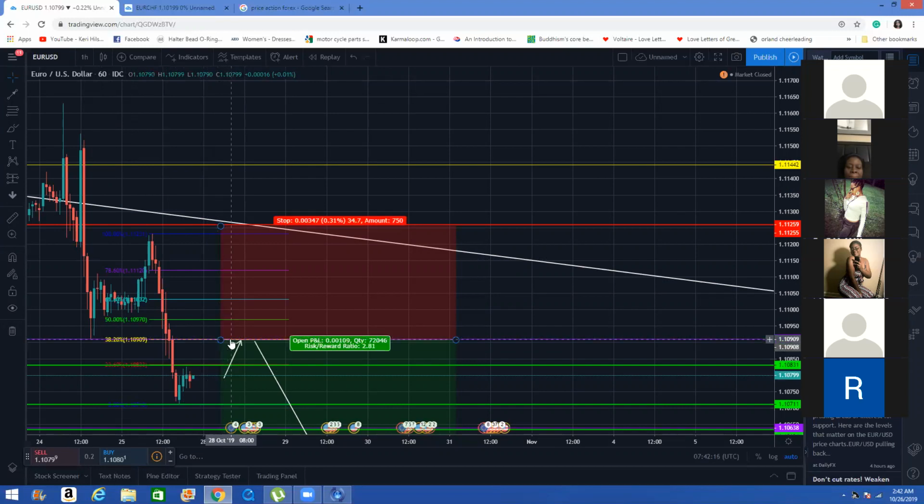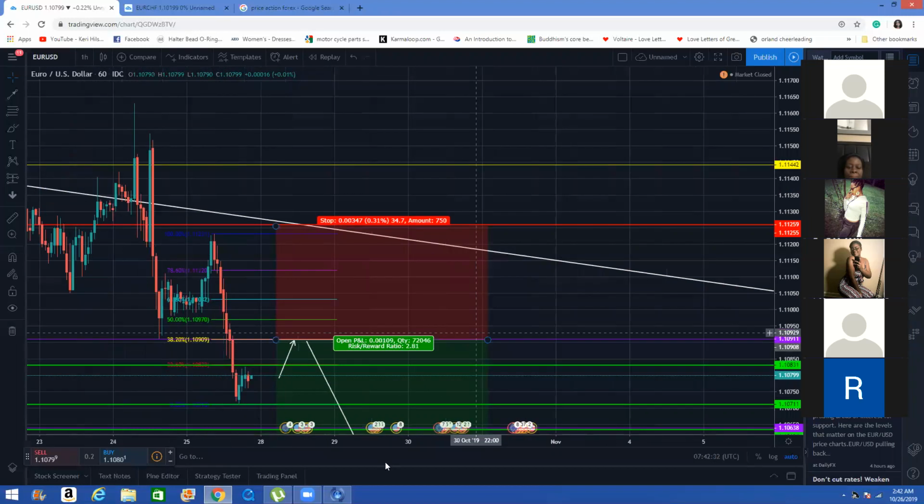Then we got the 38 pullback. Then we got this rejection area, and we got this gap that it needs to fill as well, right? It just made all this impulse. It needs to fill this gap first. So that could be what it's doing. Then it could drop. All right.